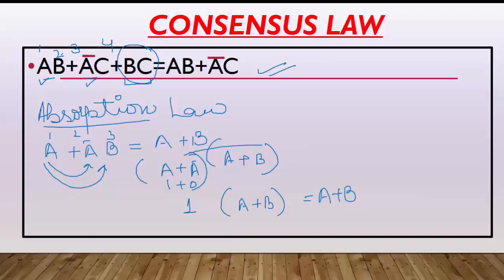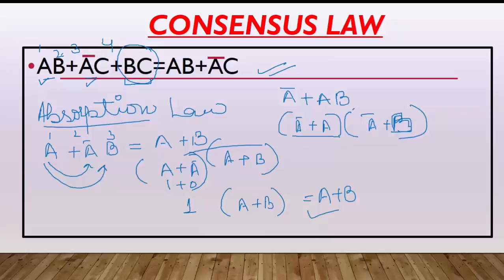And these two should be complements. Then only this will come. Like if it is A bar plus AB, here A bar plus A, then it is plus, so it will come into product. So A bar plus B. Again here you can see that A bar plus A is equal to 1, and it is A bar plus B. So my answer is A bar plus B. So what is happening here? When the first term and the last term are complements, that time this is coming. So you have to keep this in mind.